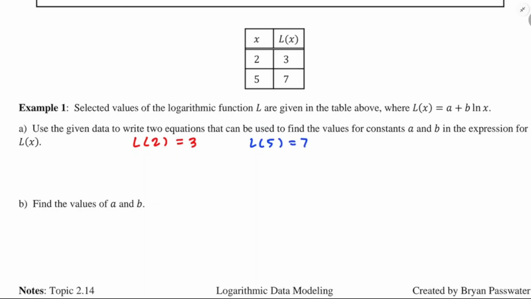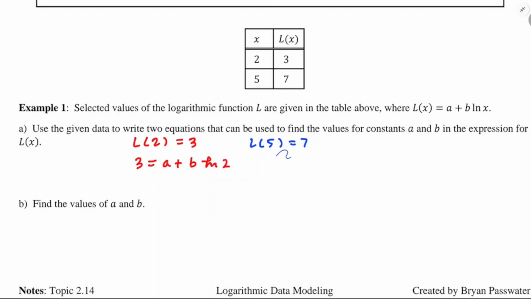Okay, we could probably find the exact values of these if we wanted to by hand, but this is going to be a calculator type situation, and so we're going to use the calculator for it. So L of 2 equals 3. What is that telling me? Well, just plug that in. L of x, that's 3, equals a plus b times the natural log of x, which was 2. Okay, well, that's an equation.